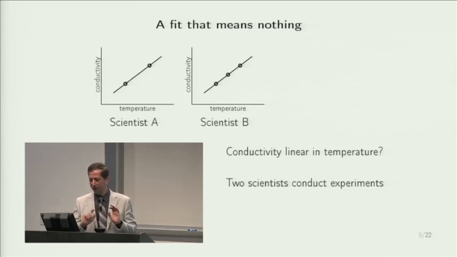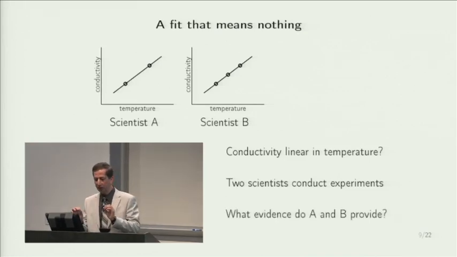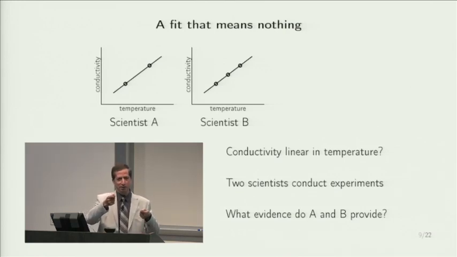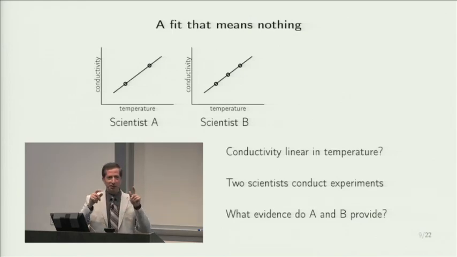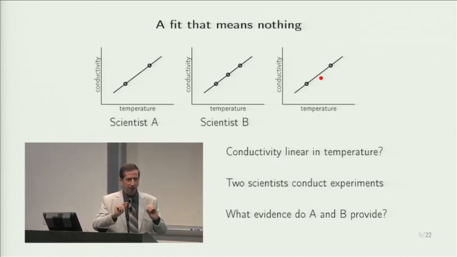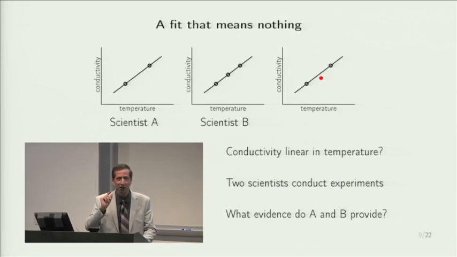I have a very specific question, which is, what evidence do they provide for the hypothesis that conductivity is indeed linear in the temperature? What is clear without thinking too much is that this guy provided more evidence than this guy. The interesting thing to realize is that this guy provided nil, none, nada. Why is that? Because obviously 2 points can always be connected by a line. So the notion that goes with this is called falsifiability. If your data has no chance of falsifying your assertion, then by the same token, it does not provide any evidence for that assertion. You have to have a chance of falsifying your assertion in order to be able to draw the evidence.